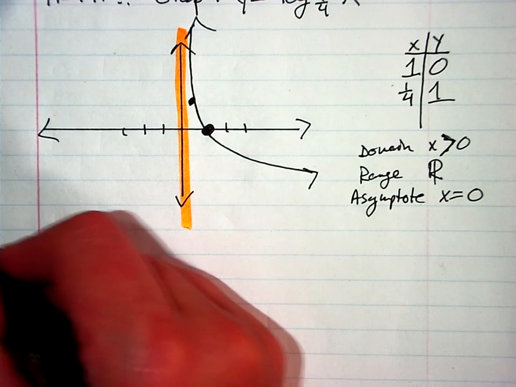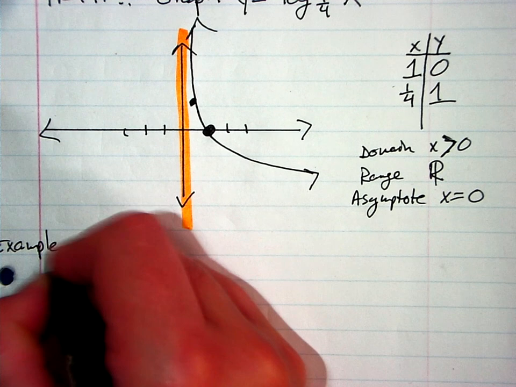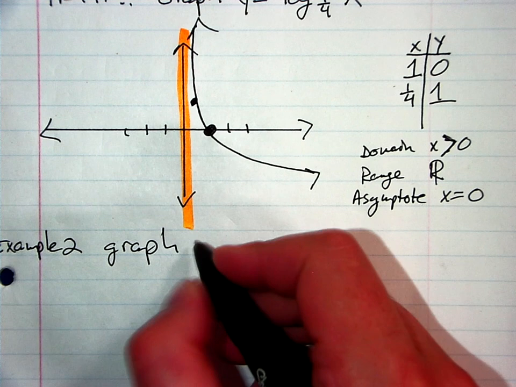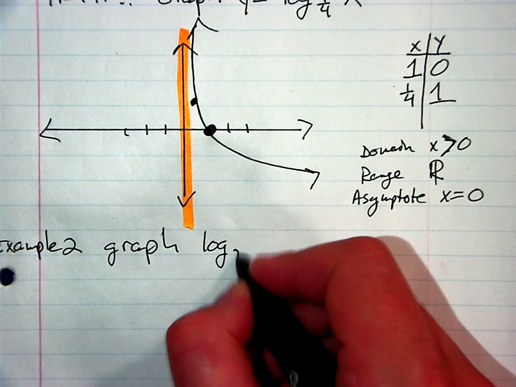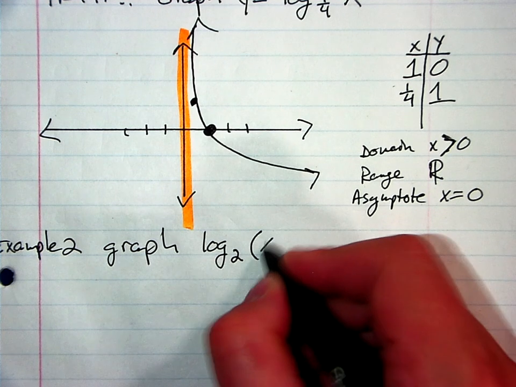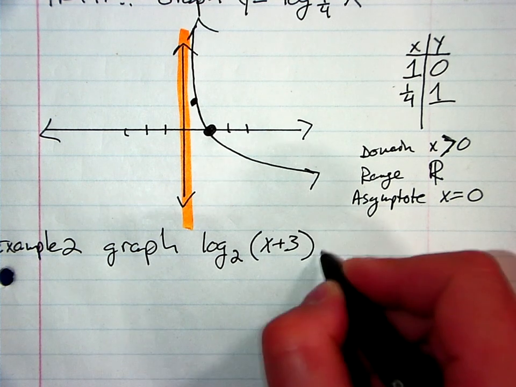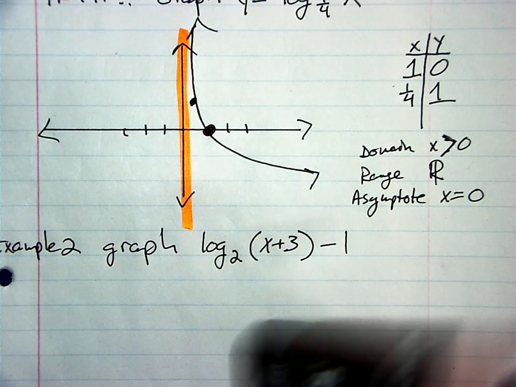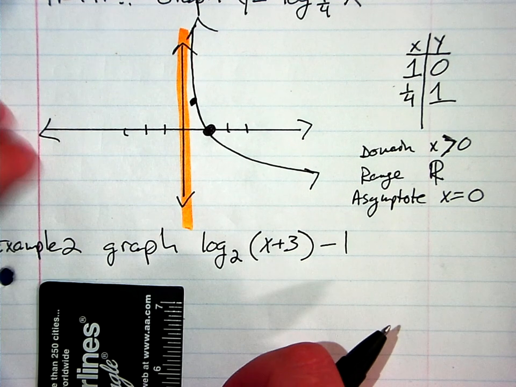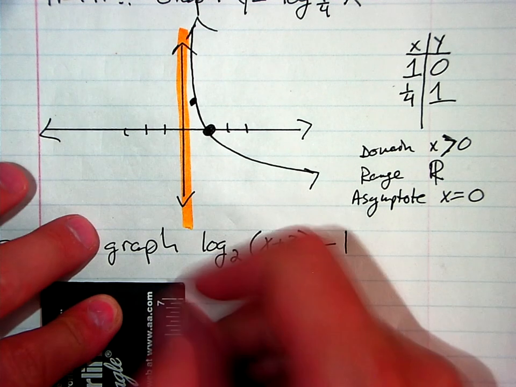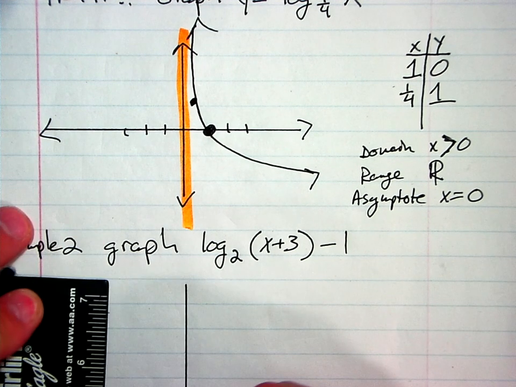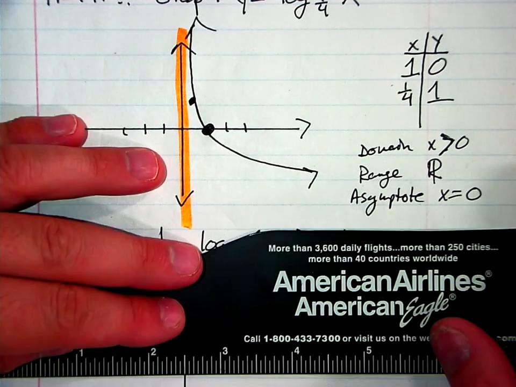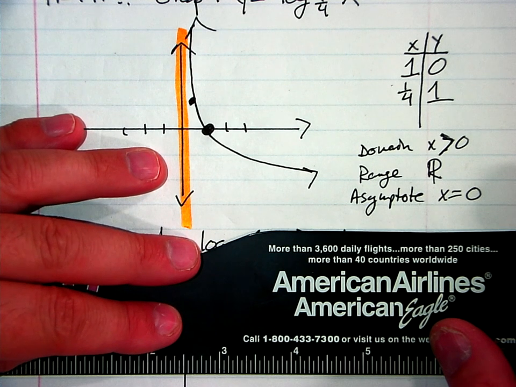All right, example 2. Graph y equals log base 2 of (x plus 3) minus 1. All right, let's draw a graph. Once again, this one doesn't have to be a massive graph either. It just needs to have at least 4 points. Go forward, left, and right. Up and down will be good.